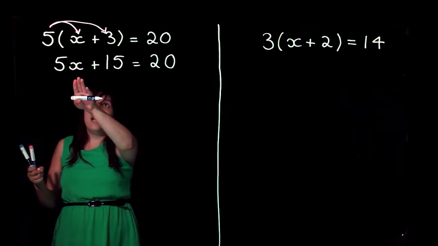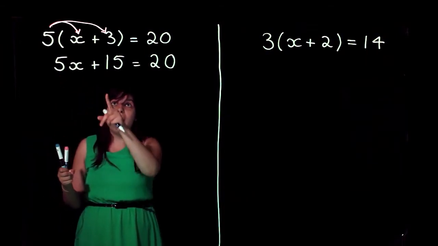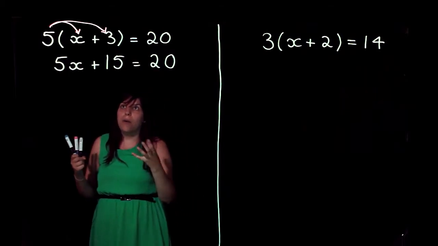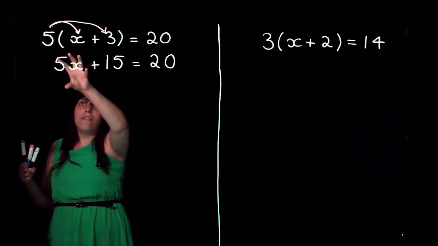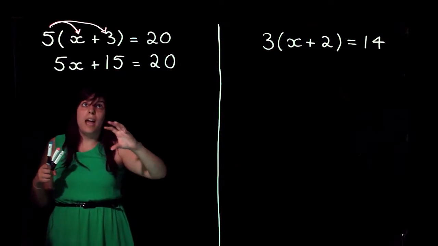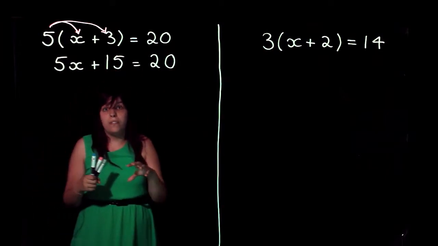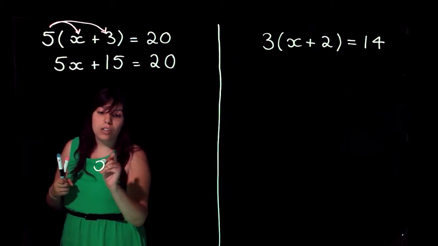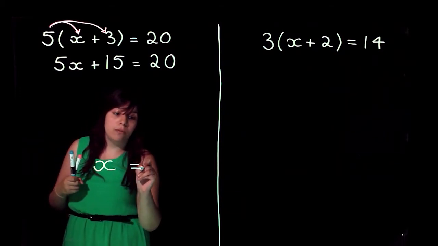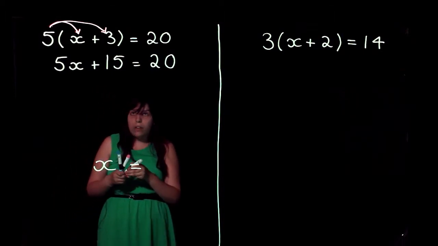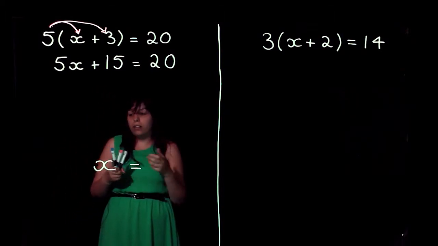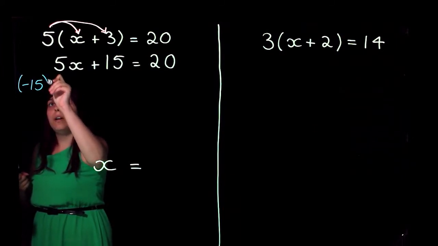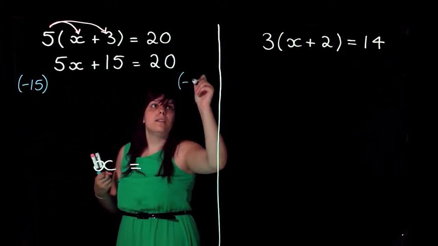So now this looks slightly more as we'd expect it. So we've got an x that's being multiplied by 5, and then we're adding 15 to it. How am I going to get rid of my 15 just to make it 5x? Because remember, at the end, I want to come down to just x equals. So to get rid of that plus 15, I need to subtract 15. And I'm going to do it to both sides to keep my sides balanced.